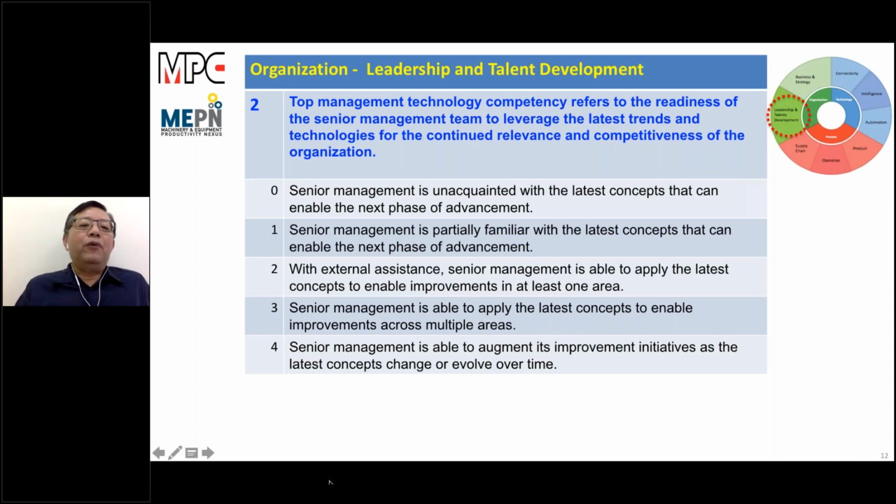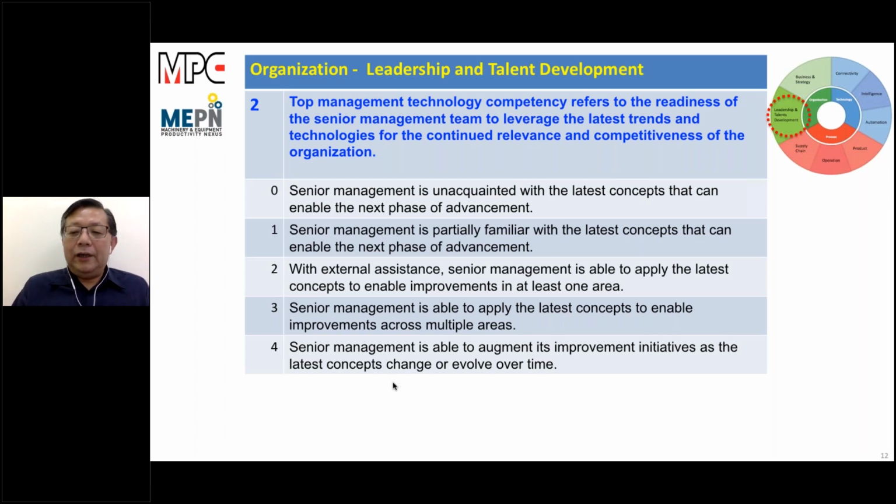Okay. Then number four, it means that senior management is able to augment its improvement initiative as the latest concept changes and or evolves over time. Means that the senior management team know very well how technology can change their manufacturing environment, how to improve their productivities. Okay, so you can see that in some of the tech areas they already implement the technology, they can see the initiative move to the next level. So this is the whole idea that they already engage very much.